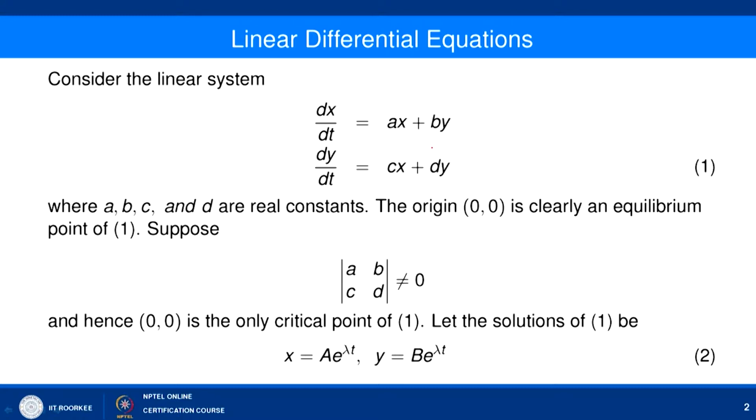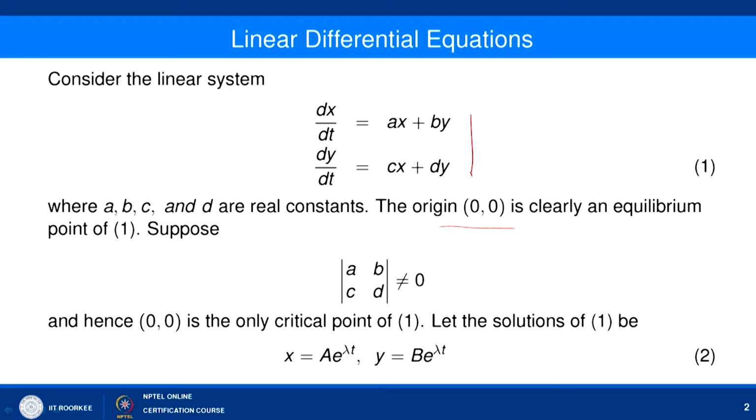plus dy, where a, b, c, d are real constants, and here we can say that this system has (0, 0) as an equilibrium point, and if we impose one more condition that the determinant of a, b, c, d is non-zero, then (0, 0) is the only critical point of this system 1 here. Now, let us find out the solution of 1 here.